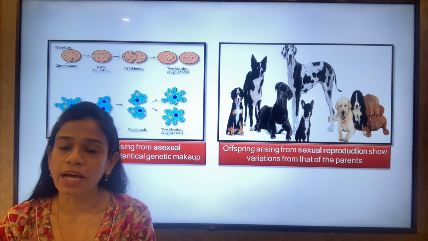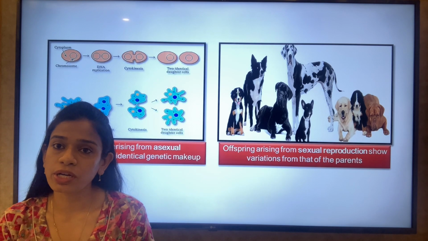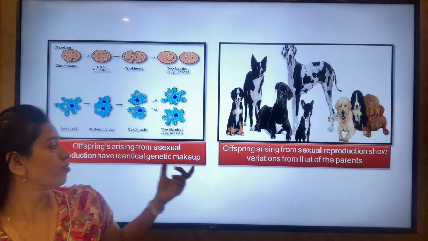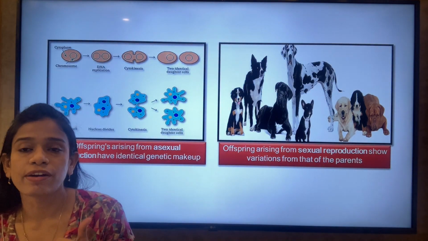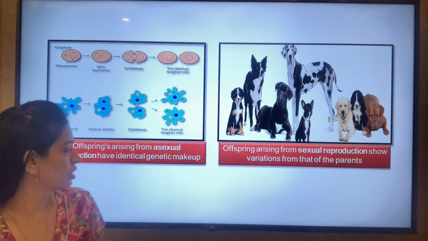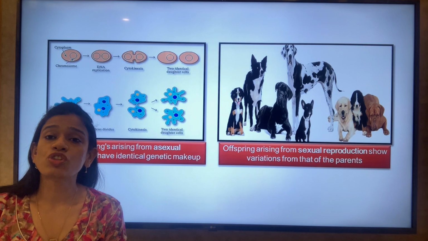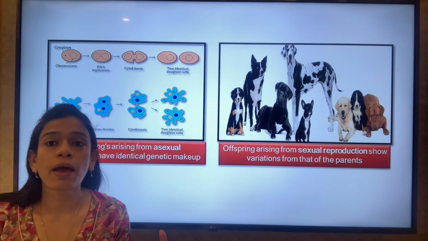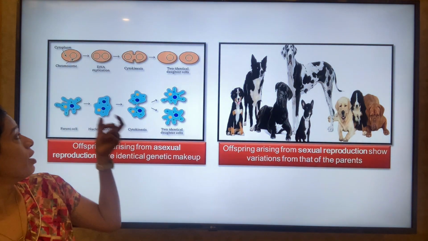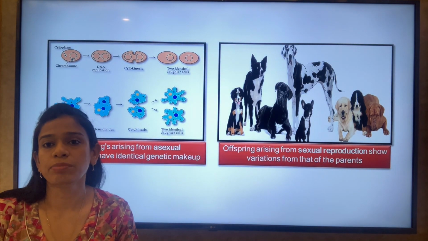But we also know that reproduction is of two types: the asexual mode of reproduction and the sexual mode of reproduction. Offsprings arising from the asexual mode of reproduction hardly have any variation among themselves. They have an identical genetic makeup. The genetic constituent of the mother amoeba and that of the daughter amoeba is exactly similar.